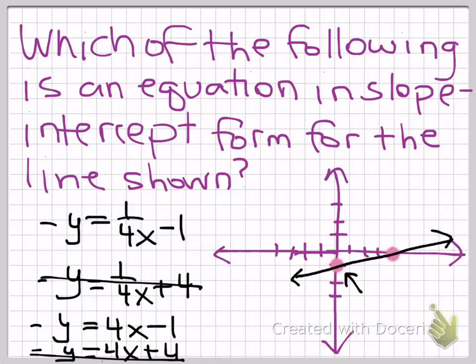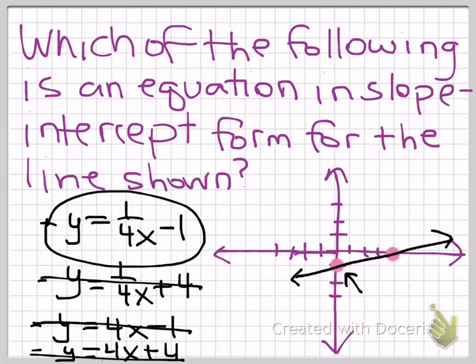Then we would need to see how they got from the first point at the y-axis to the second point. So it looks like you would need to go up 1 to the right 4. So that would mean the slope would have to be 1/4. So that crosses out that equation. So we would choose this equation as our answer.